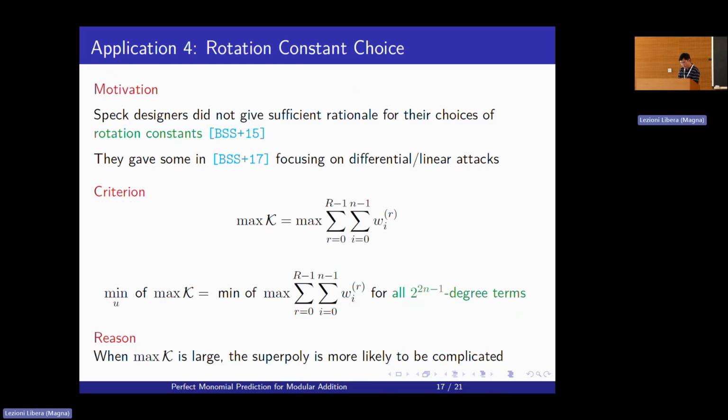The criterion we choose is the max K. Just as I said, we sum up all the K bits and calculate the maximum of such value. If this value is very small, that implies the superpoly is very simple. And if this value is very large, that means the superpoly is very likely to be very complicated, so counting the number of trials is very difficult. Of course, for an n-bit cipher, we have n possibilities for the input monomial. So we should use the minimum of the max K, considering all the input cases.